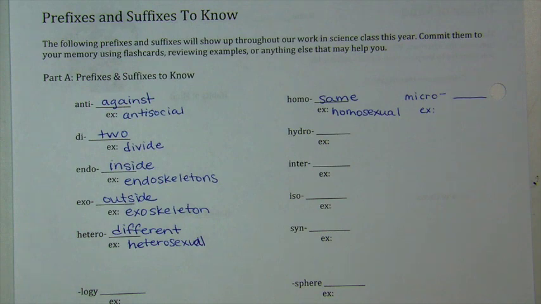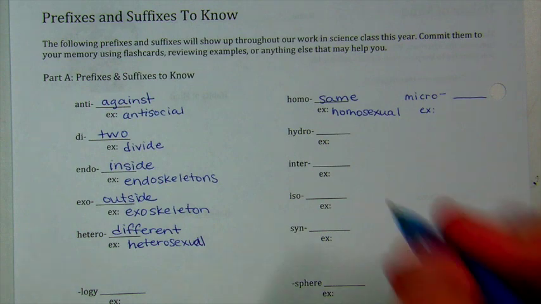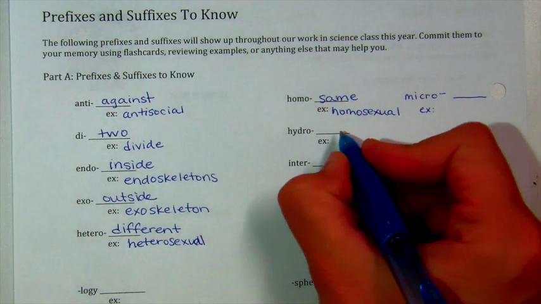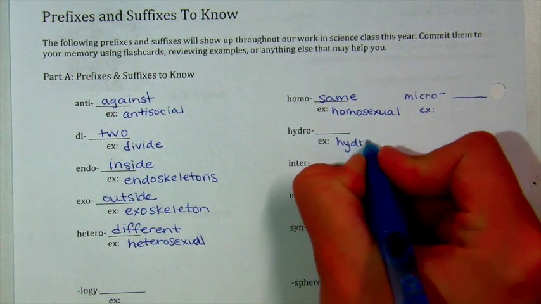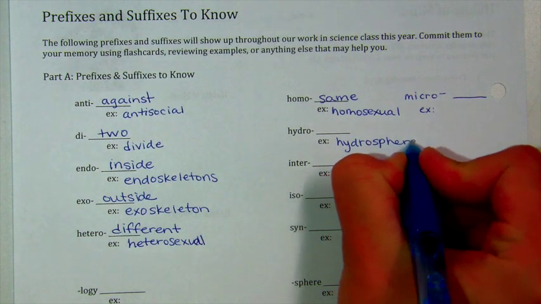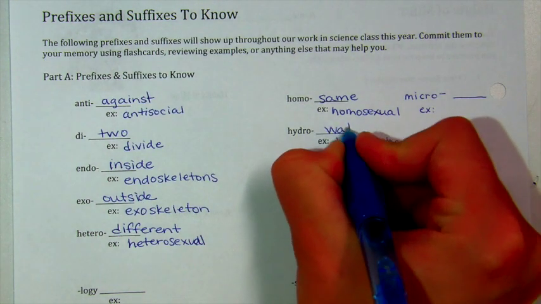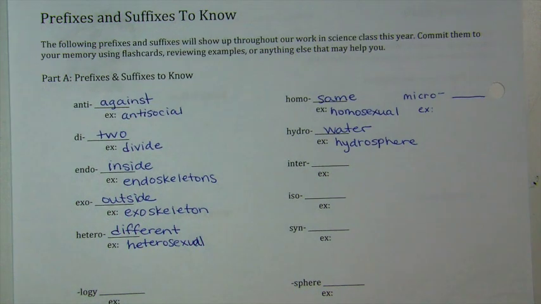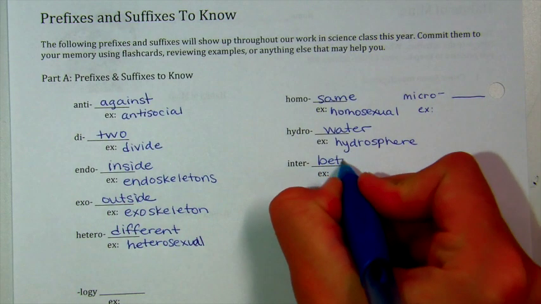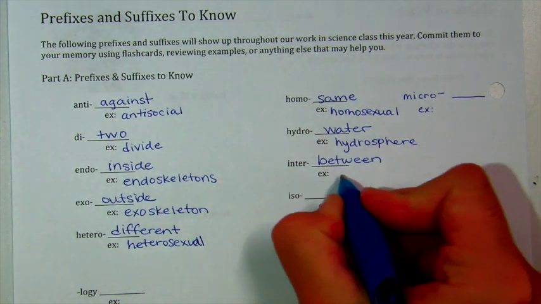The next one on our list is hydro. You have maybe heard of hydroelectric dams or hydrosphere. The word hydro refers to water. Inter, such as interscholastic or international or intermission or interception, all of those words have this idea that something is coming between. So you can write one down as an example.